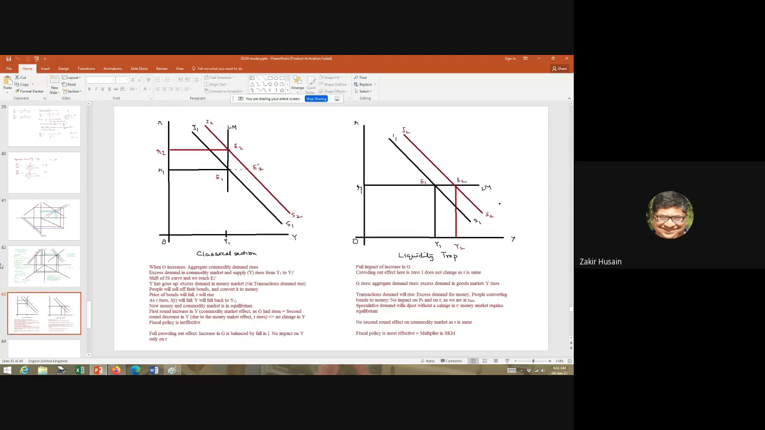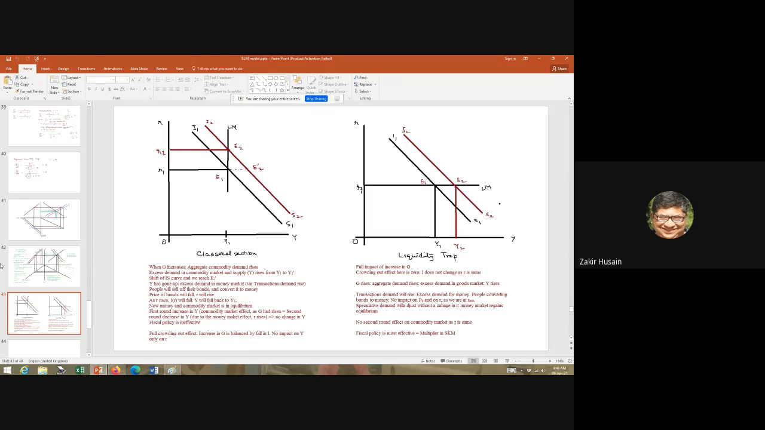Now, I had shown the two special cases, the classical portion when the crowding out effect is perfect, your full crowding out effect. So the increase in government spending is completely negated by a decrease in private investment. Therefore, there's no change in income. There's only a change in rate of interest. So in the classical section, fiscal policy will be completely ineffective.